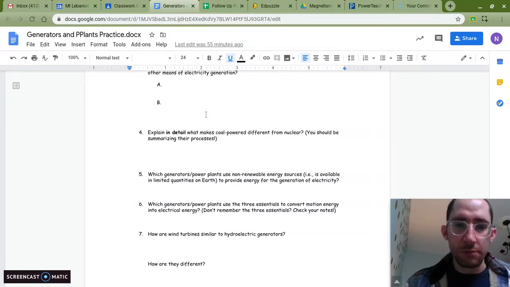Explain in detail what makes coal-powered different from nuclear. You should be summarizing the processes. That's how you pronounce that, people, not "processes."